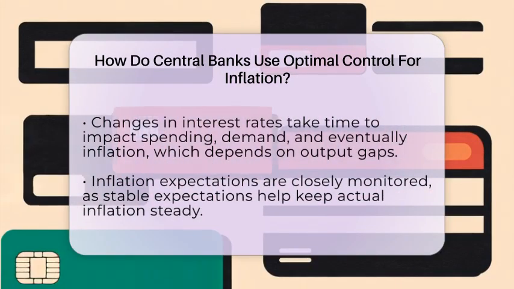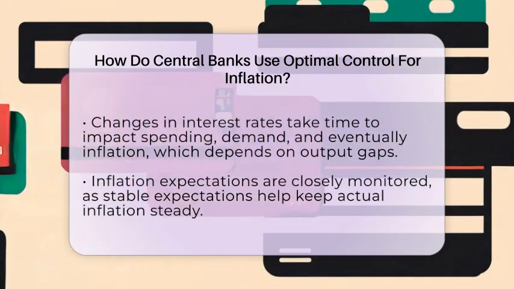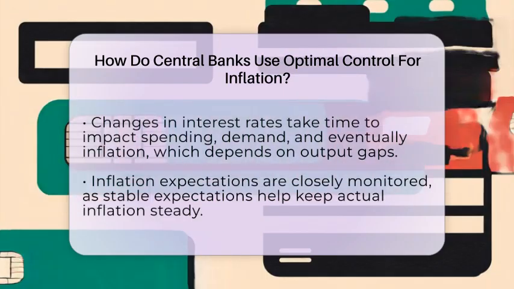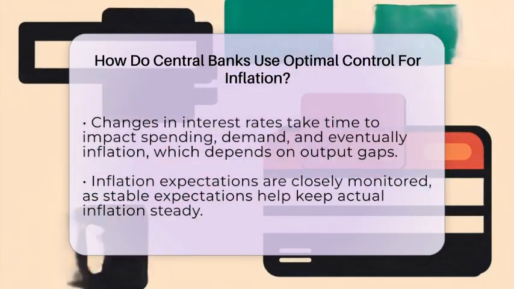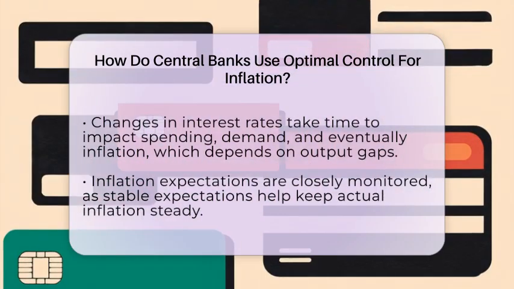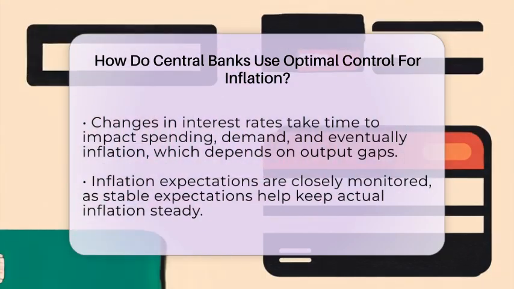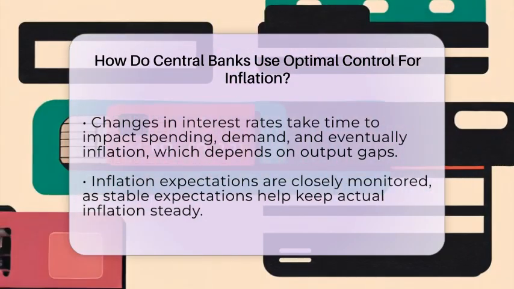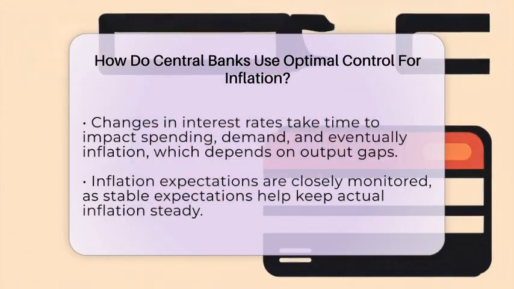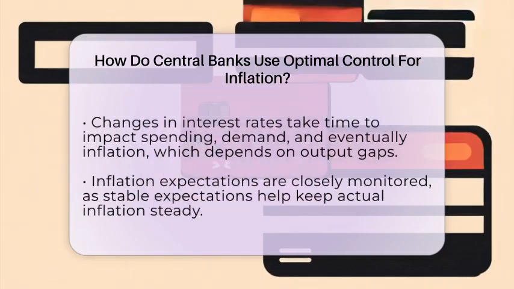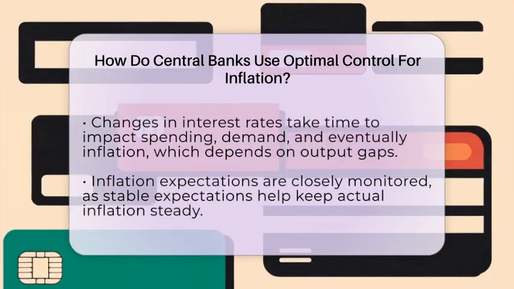When interest rates change, they first impact how much people and businesses spend. After some lag, this affects inflation, which depends on the difference between actual output and its potential. Central banks also pay close attention to inflation expectations because if people believe inflation will stay stable, it helps keep actual inflation steady. They communicate their goals clearly to anchor these expectations.